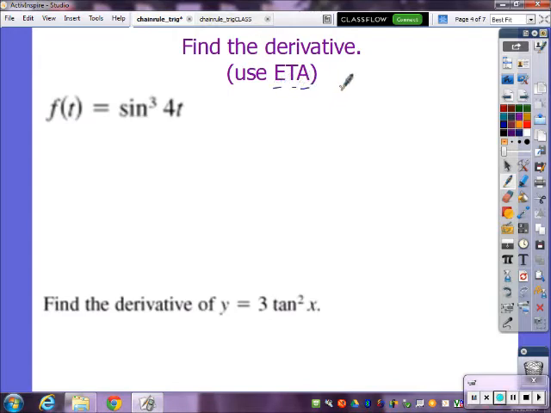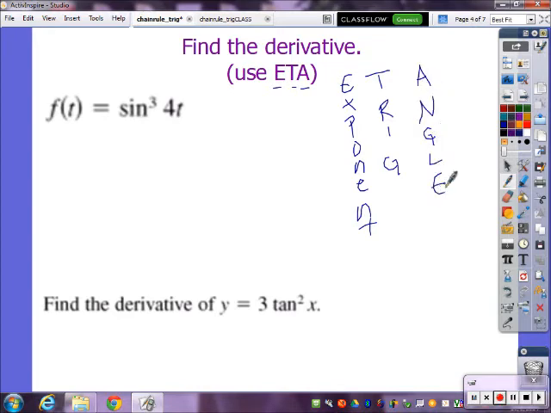It stands for exponent, trig, and then the last one would be angle. So the idea is that you take the derivative of the exponent, then the derivative of the trig, then the derivative of the angle, which is 4t, and multiply them all together. And with each step, you leave everything you're not touching alone.